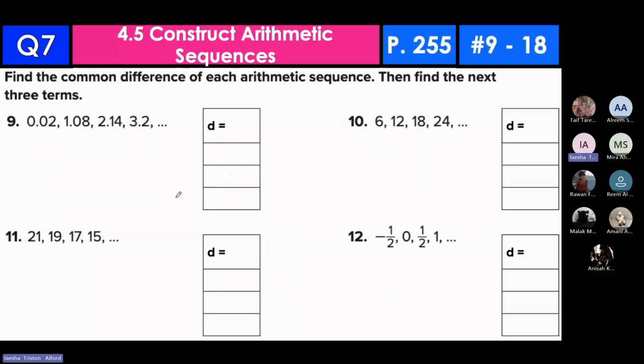So this question number 7: find D and then write the next 3 terms. Only that.